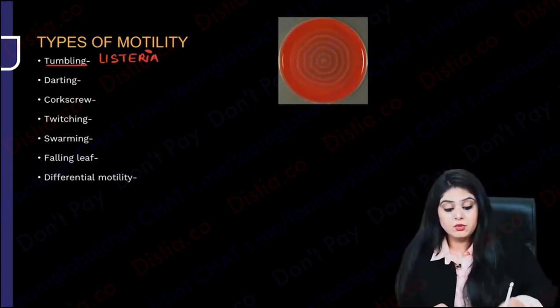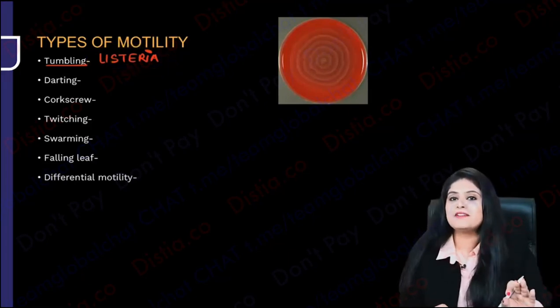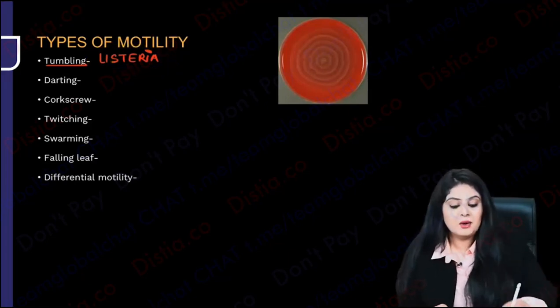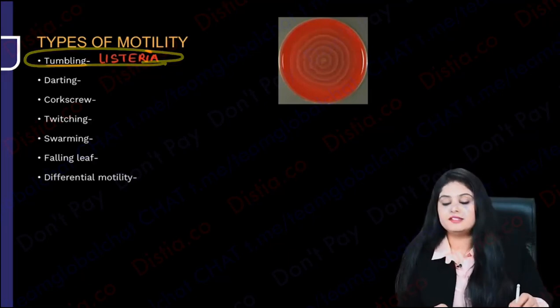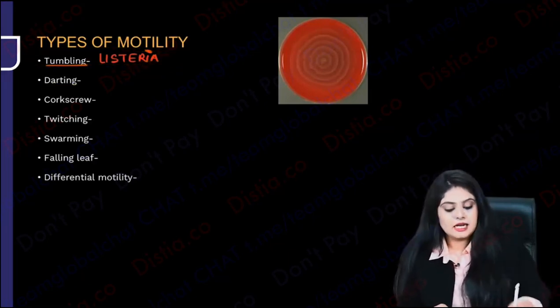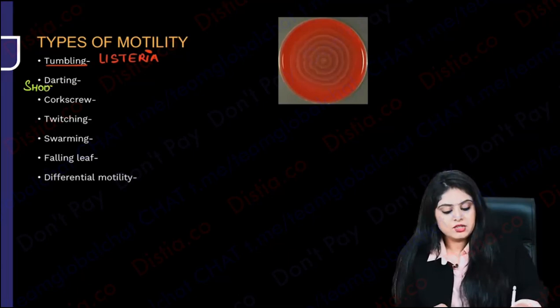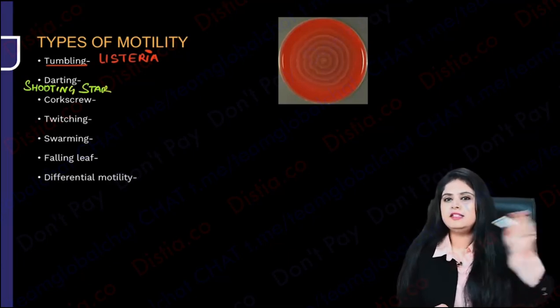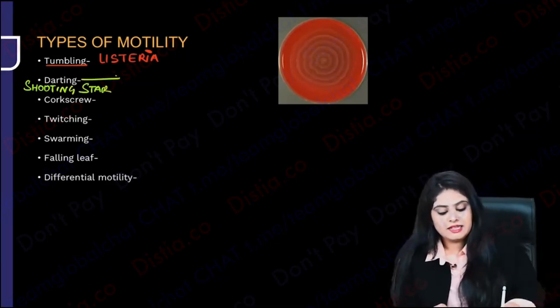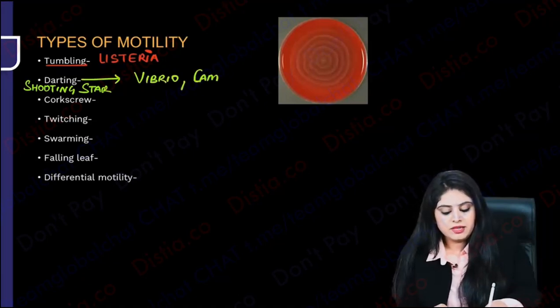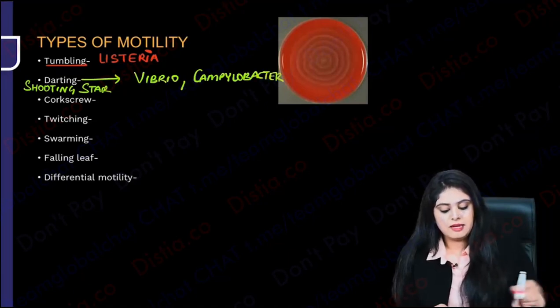In fact, when you go to the Listeria chapter, it's an amazing story I've told you of a tipsy drunk man. Always remember, tumbling motility is seen with Listeria. Then comes darting. Darting basically means something like a shooting star, like you can't even see, it's going so fast. And there are going to be two things. Number one is going to be Vibrio and the other one is Campylobacter. One of them is Vibrio, another is Campylobacter.